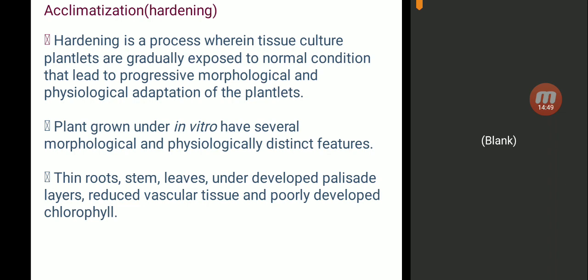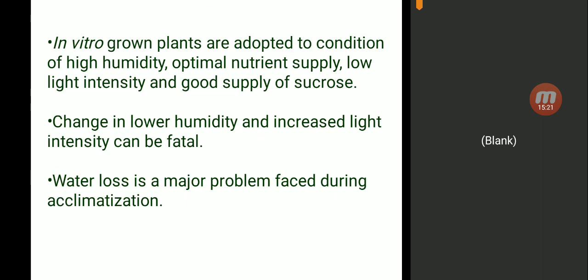In this technique, the plants are transferred from in vitro conditions to in vivo conditions, and the plants are generally delicate when they are transferred for hardening. They lose a lot of water, so we need to conserve the water. The thin roots, stem, leaves, reduced vascular tissues, and poorly developed chlorophyll all become hurdles or drawbacks for the growth of the plant. In vitro grown plants are adapted to conditions of high humidity, high nutritional supply, low light intensity, and a good supply of sucrose.